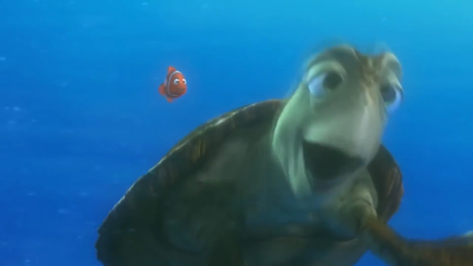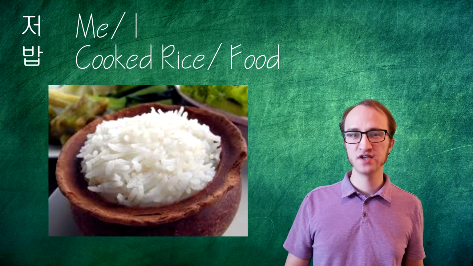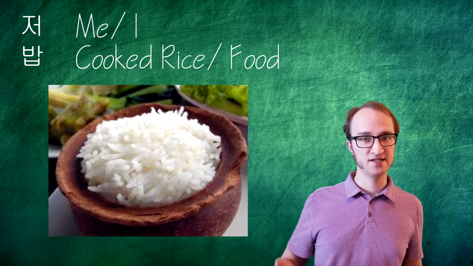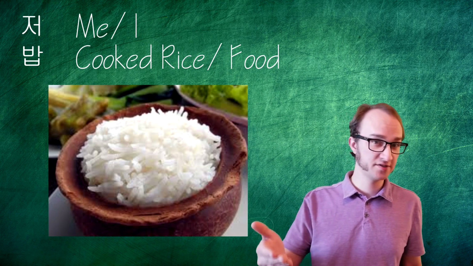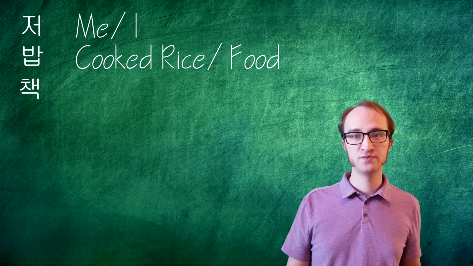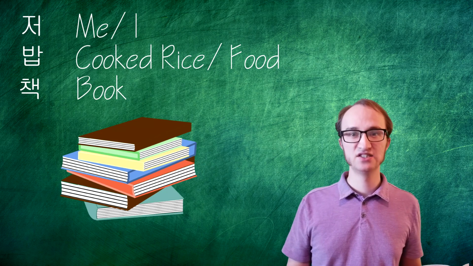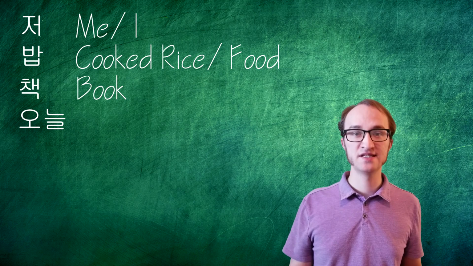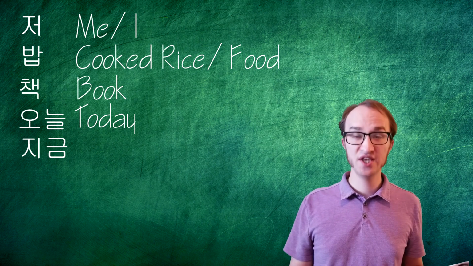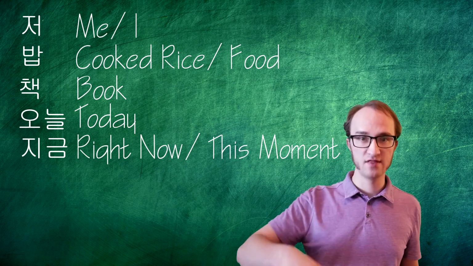First of all, we have 저, which means me or I. 저. The next word we have is 밥, which means cooked rice, although it's often used also just to mean food in general, because pretty much any time that a Korean is eating food, they're going to be also eating cooked rice. 밥. The next word we have is 책, which means book. 책. 오늘, which means today. 오늘. And 지금, which means right now, this moment.